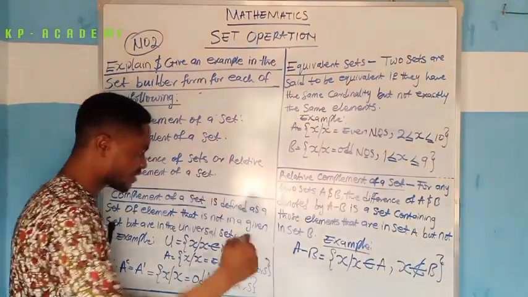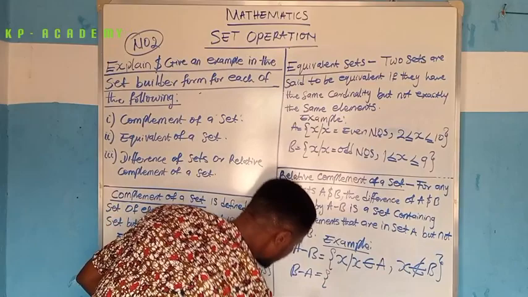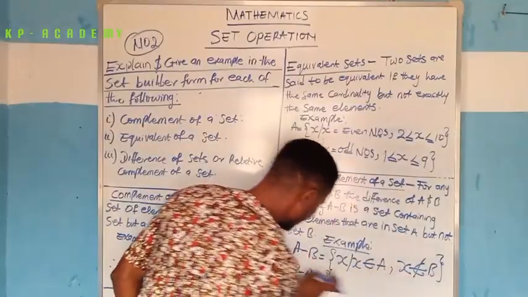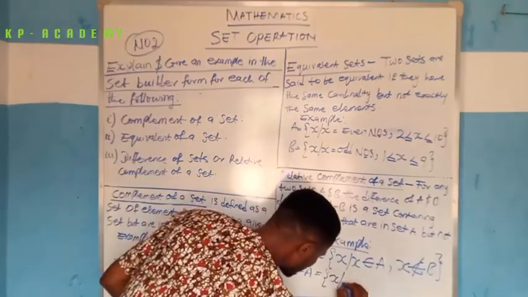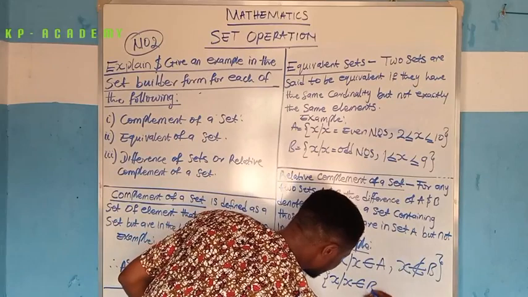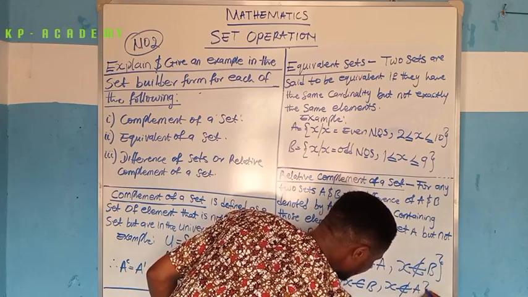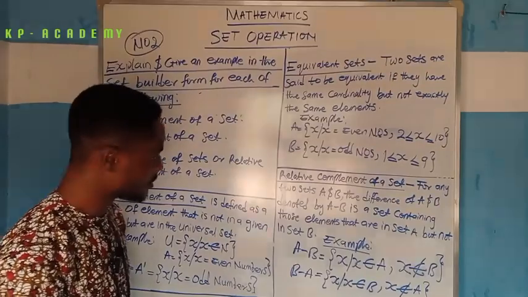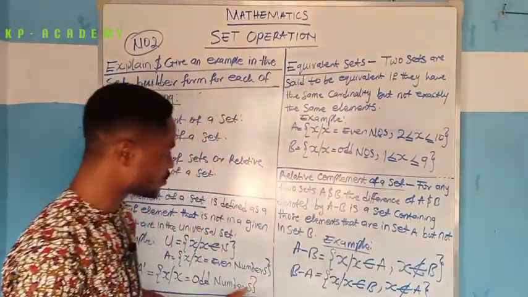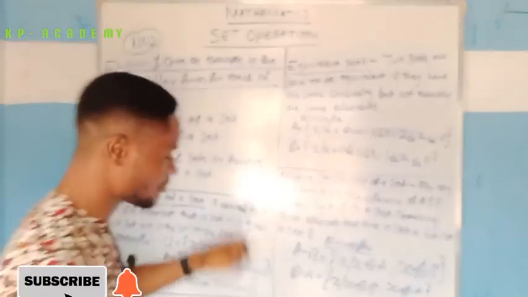For instance, let me give another example. What if it is B minus A? It will be this answer if it is A minus B, but if it is B minus A, the answer is going to be X such that X is an element of B and X is not an element of A. Very important. Whenever we write the element symbol and cross it like this, it means not an element. And whenever we write it without crossing it, it means it's an element. So this is it for question number 2. Please stay tuned. We are going to see part 3 of this question.